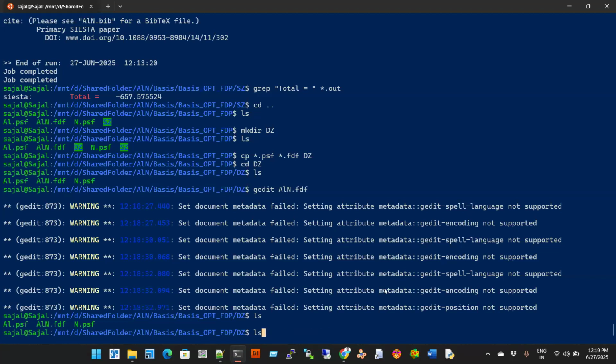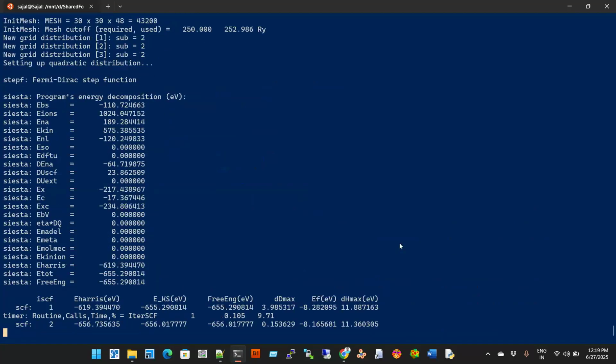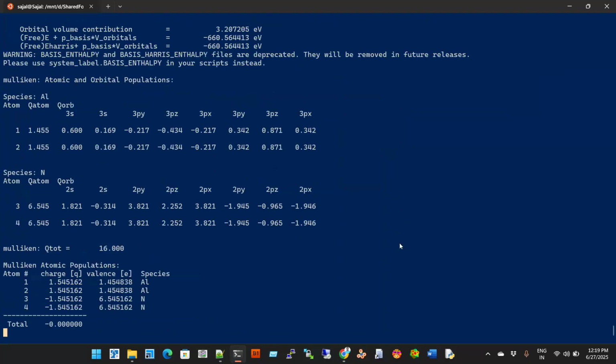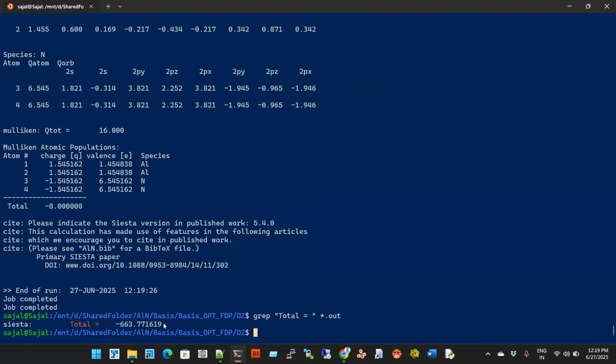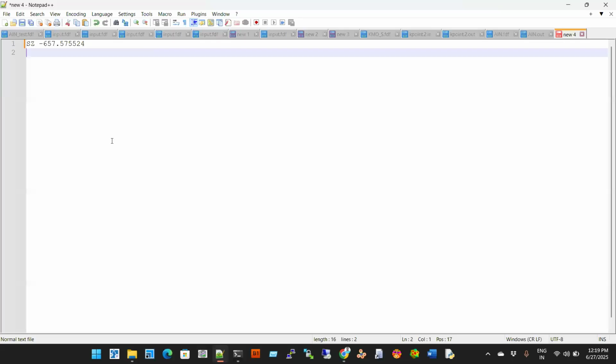Then in the similar manner, we want to run the FDF file. Similar way, I am trying to run the file, and also I want to find out the total energy. This one is the total energy corresponding to dz. We can see that the minimum energy in case of dz is quite lower than the sz.